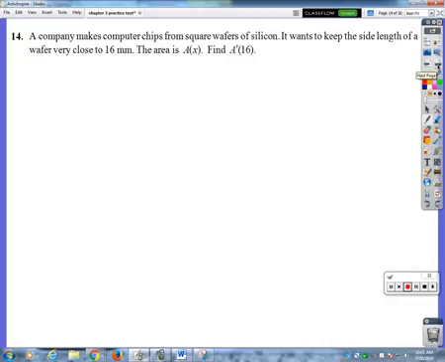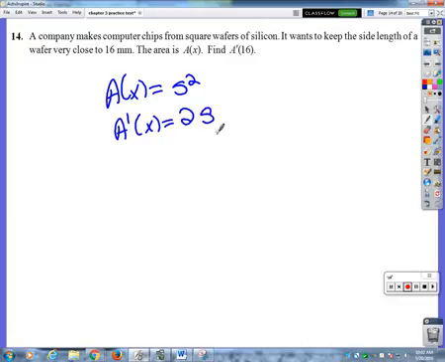Okay, number 14, a company makes computer chips from square wafers of silicon. It wants to keep the side length of a wafer very close to 17 millimeters. The area is A of x. Find A prime of 16. Did I say 17? So the area of a square is s squared, but it's a square, so it's that, right? All right. So the derivative of that is 2 times s.